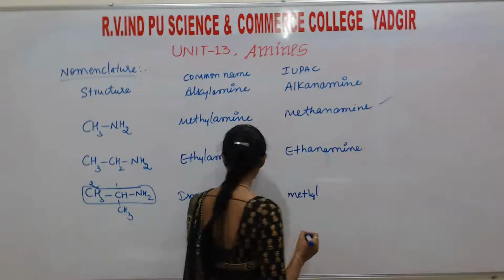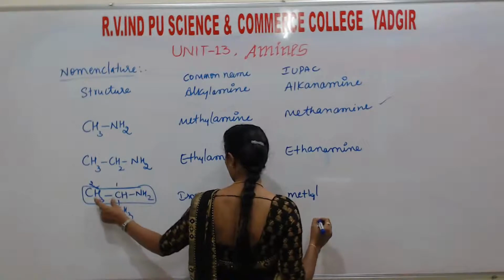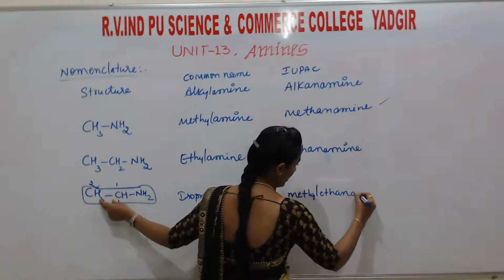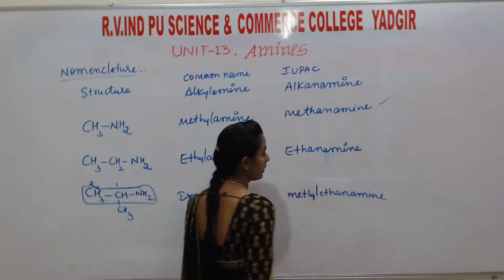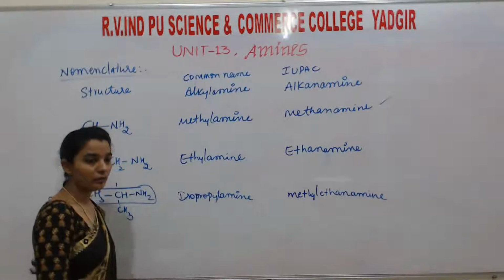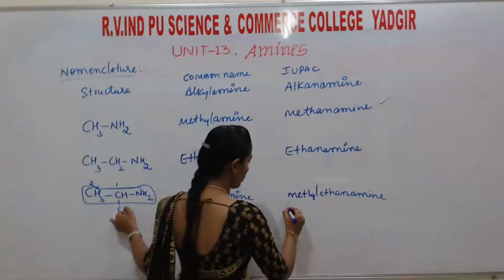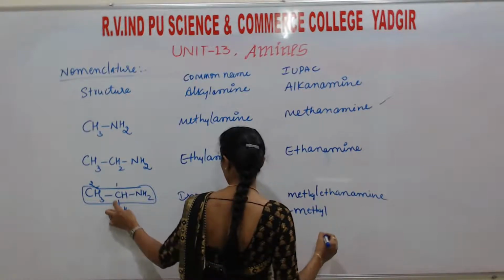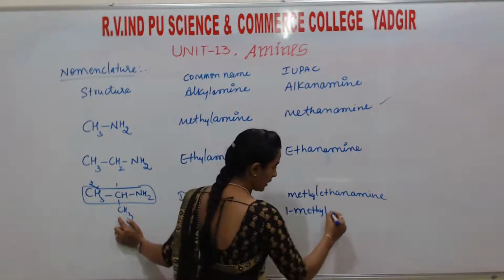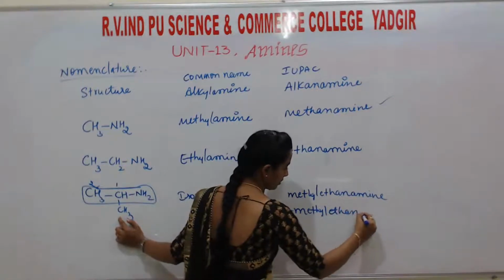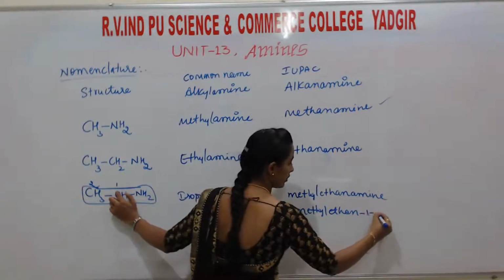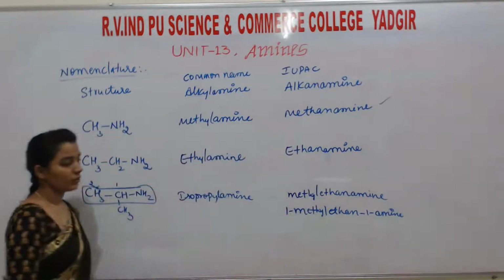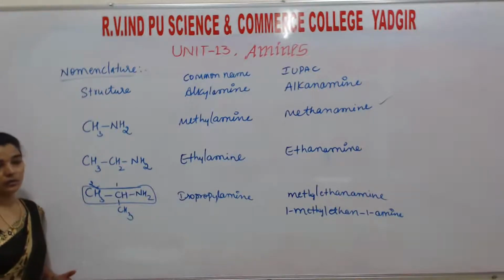Understand? So then this follows, methyl. This one is the parent chain, ethan, amine. Methyl ethanamine. If you want to mention the position, students, this is 1 methyl. At the first carbon atom a methyl group is there. Correct? Next ethan, at the first carbon atom only the amine is also there. If you want to mention the position, you may mention 1 methyl, ethan, 1 amine.